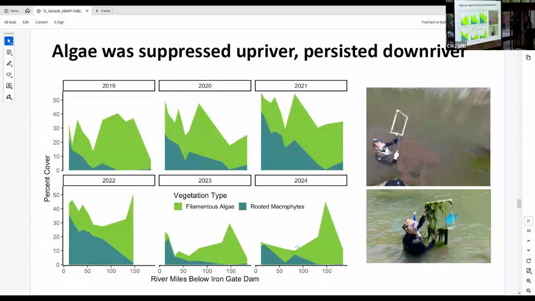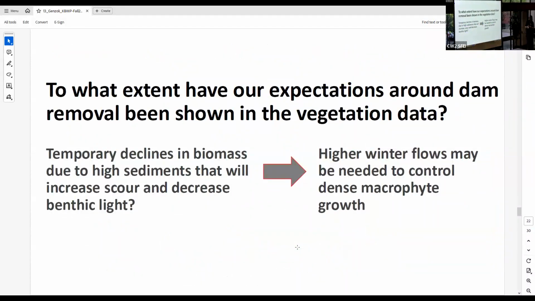And so I'm going to end with a pretty boring looking slide here: to what extent have our expectations around dam removal been shown in this recent evidence? I don't know that there's a whole lot changing in that section below the river simply due to more turbid water. And it's my suspicion at this point that we really are going to need those high winter flows to scour the river, to clean it out, and to let the river start fresh every couple of summers after a big winter flood. But without those winter flows, it seems like these macrophyte beds just build and build and build despite really turbid, really low light conditions of the river.